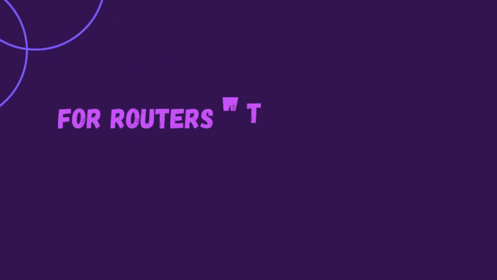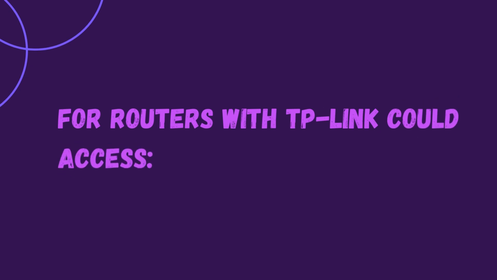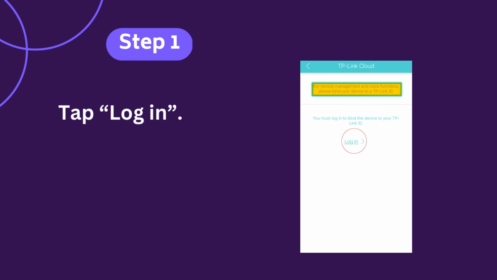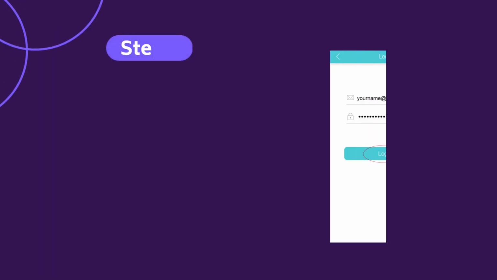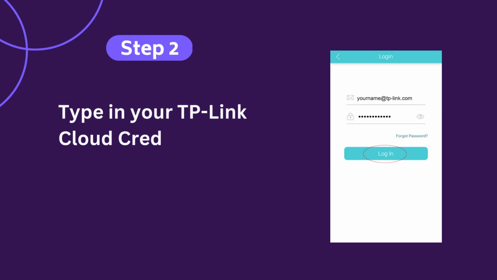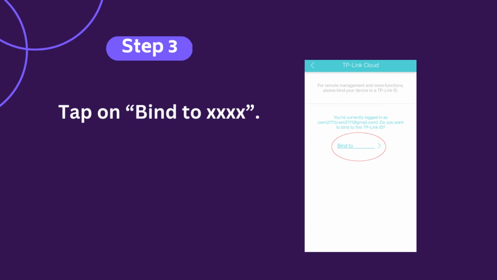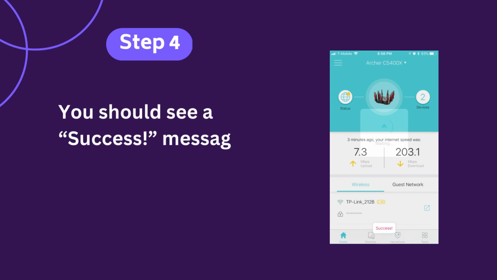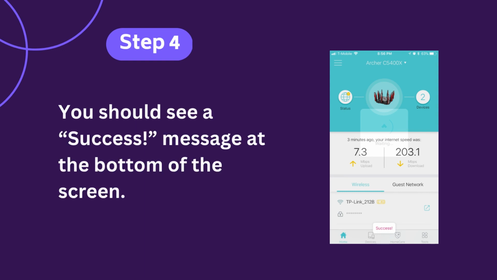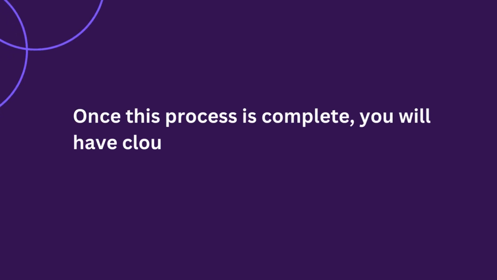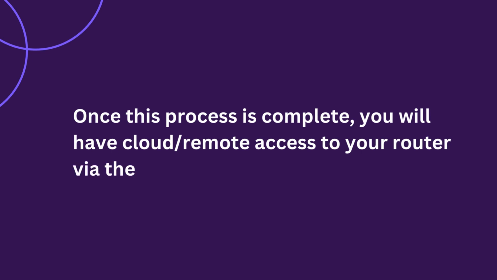For routers with TP-Link ID access. Step 1. Tap Login. Step 2. Type in your TP-Link cloud credentials and tap Login. Step 3. Tap on Bind to 4x. Step 4. You should see a success message at the bottom of the screen. Once this process is complete, you will have cloud/remote access to your router via the Tether app.